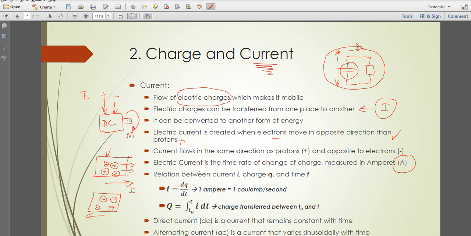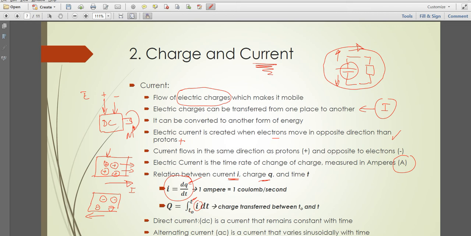If you allow me, you can give me another 5 to 10 minutes if you don't mind, so I can explain the next slides. The relation between the current and the charge is basically this. This is the main equation, and you have to memorize it. You have to understand it also. The current is the derivative of charge with respect to time. From this equation, if we know the current, we can find the amount of charge transferred from the initial time to the final time.